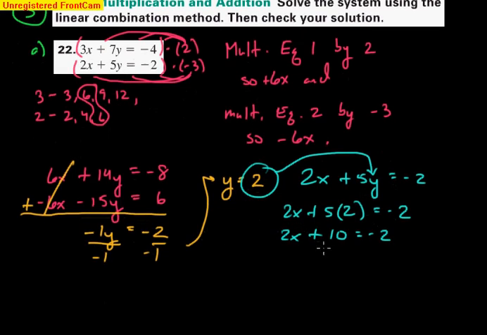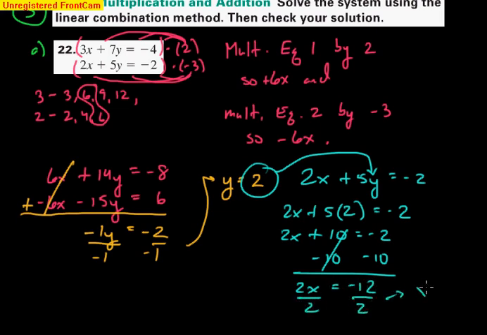And now we do 2 steps. Let me slide this down a little bit. 2 steps. Subtract 10. 2x equals negative 12. Divide by 2. X is negative 6. So your y is 2, your x is negative 6. Put it together as a point. Negative 6, 2. And you're done.